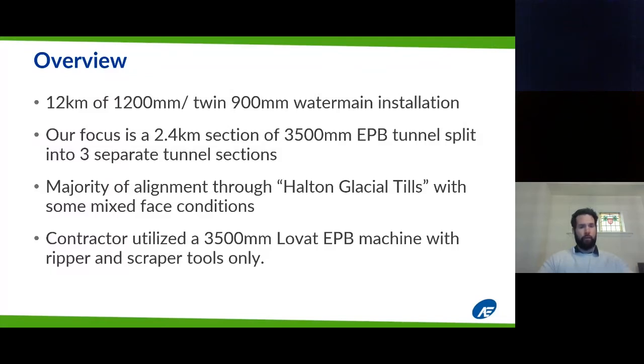Other key information is the majority of the alignment is through Halton glacial tills with some mixed phase conditions, which is typical for tunneling in the GTA area. It's important to note that the contractor did utilize a 3.5 meter diameter Lovat air pressure balance machine. The cutter head did just have rippers and scraper tools only, i.e. no disc cutters, and the tunnel liner was segmental liners.